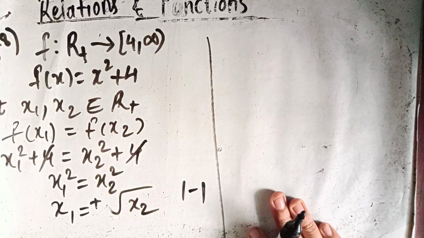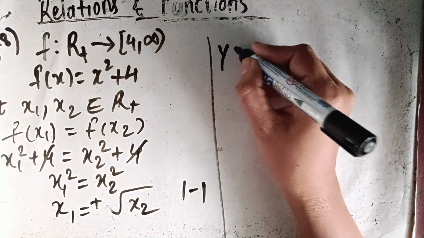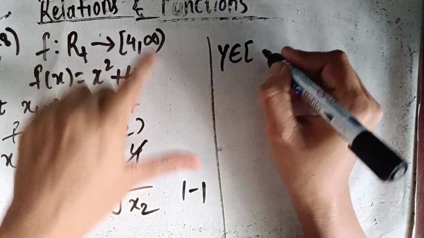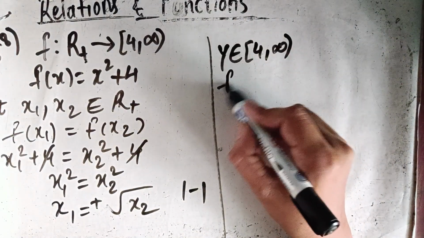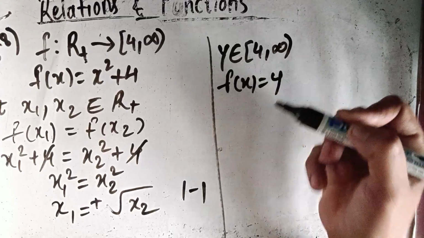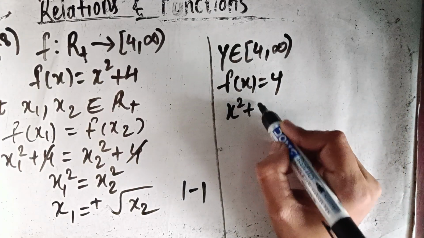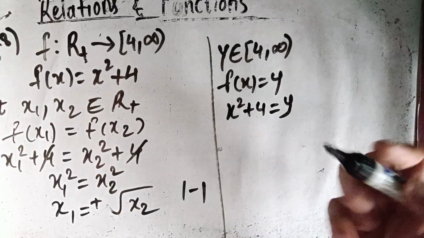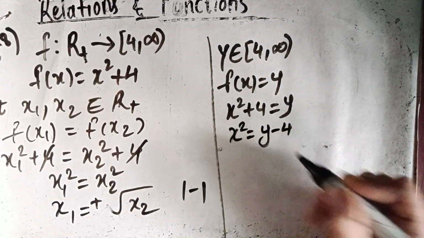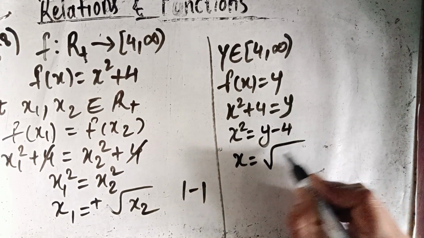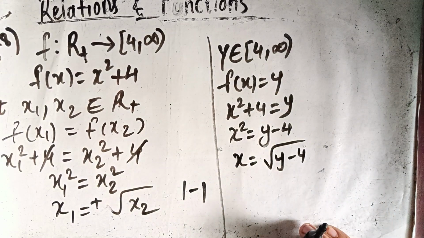For onto, you have to take some y belonging to the codomain, 4 to infinity, such that f of x is equal to y. f of x is x square plus 4, so x square equals y minus 4. So x is root of y minus 4.